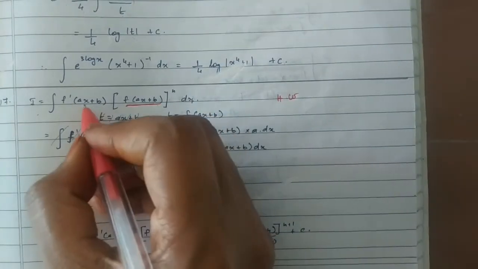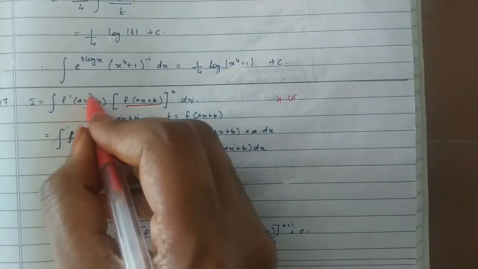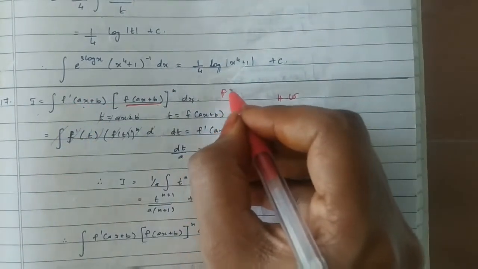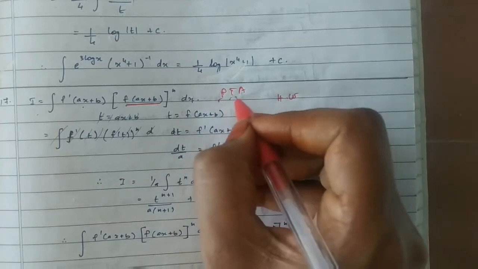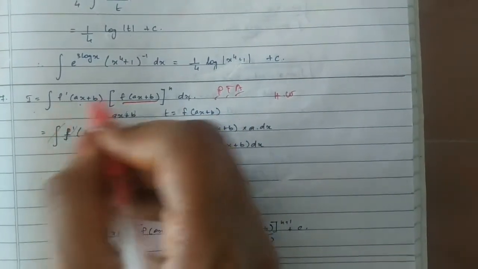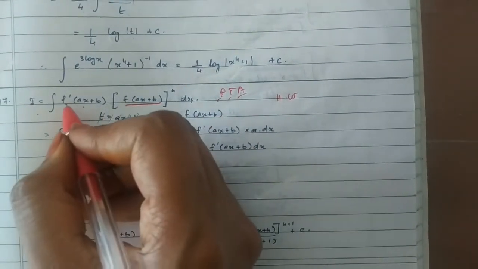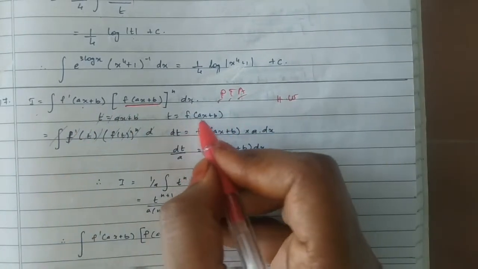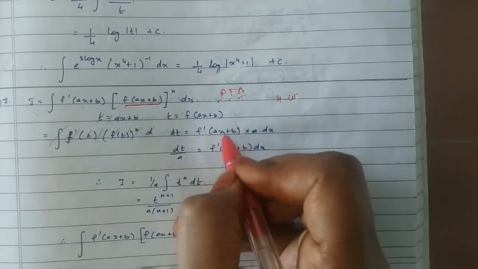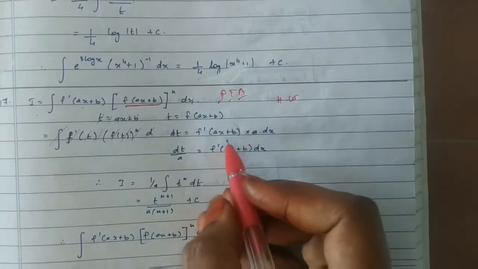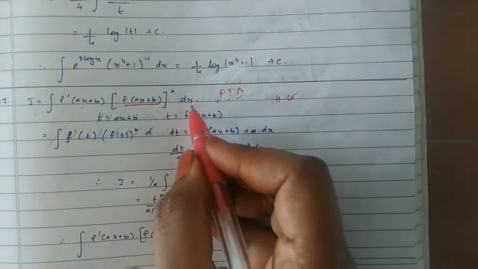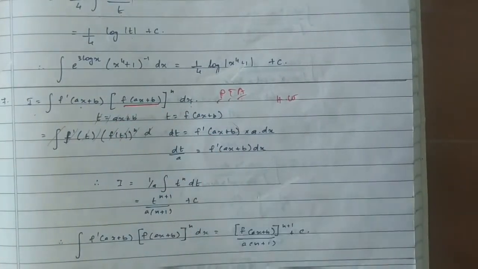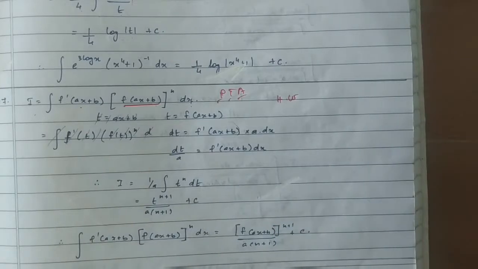And one more thing, after differentiating the function, you need to apply the PTA rule: first power, then trigonometric function, then algebraic function. Therefore the f function, when you differentiate you will get f dash, and the function which is inside that also you need to differentiate. Therefore you will get f dash of ax plus b. When you differentiate ax plus b, you will get a into dx. We have f dash of ax plus b into dx in the question, so bring this a to the denominator. After that substitute and apply the formula for x power n into dx.